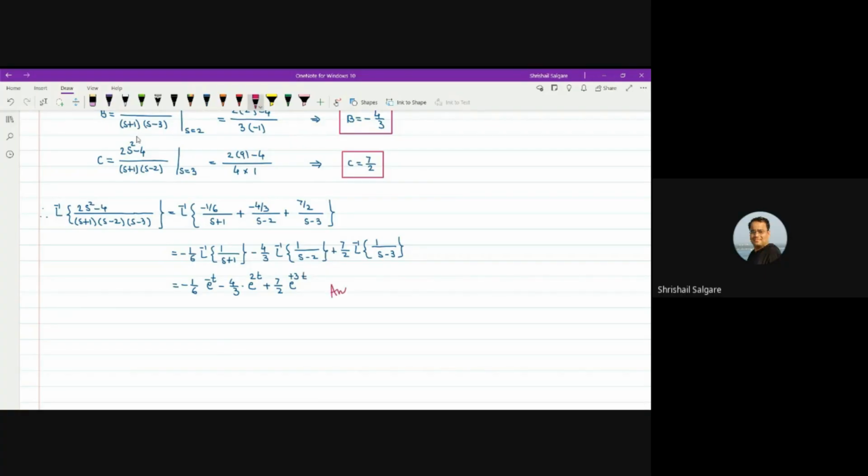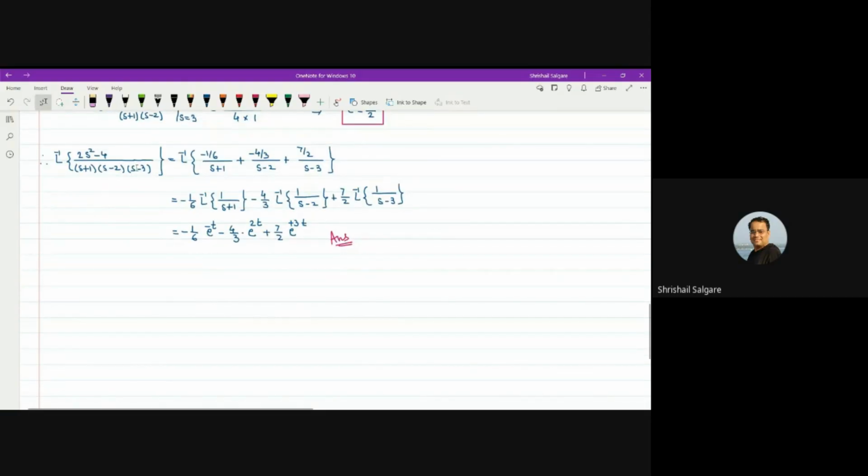If you want, you can simplify further. If you feel that the earlier method is easy, you can continue with that. Any method you can use to find the constants. So one more example I will take and I will stop.